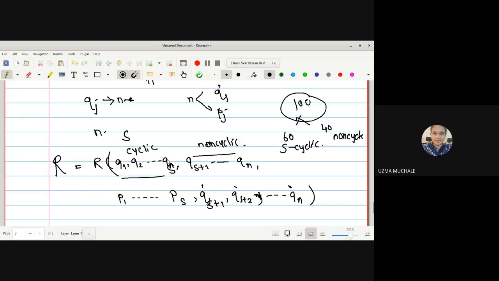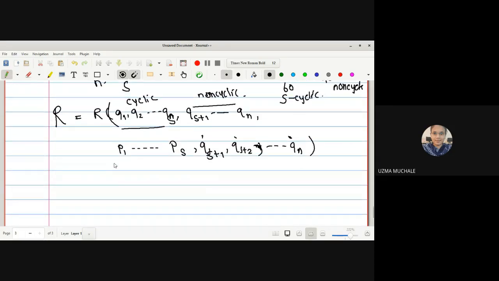We have the total number of generalized coordinates, n in number, cyclic and non-cyclic. Starting S coordinates we can assume as cyclic, the next coordinates are non-cyclic, and corresponding to cyclic coordinates we have generalized momentum. Corresponding to non-cyclic coordinates we have generalized velocity. Why is this so? Because whenever you have a cyclic coordinate, the corresponding generalized momentum is constant. We have seen this at the start of the third chapter. Have you understood the construction?